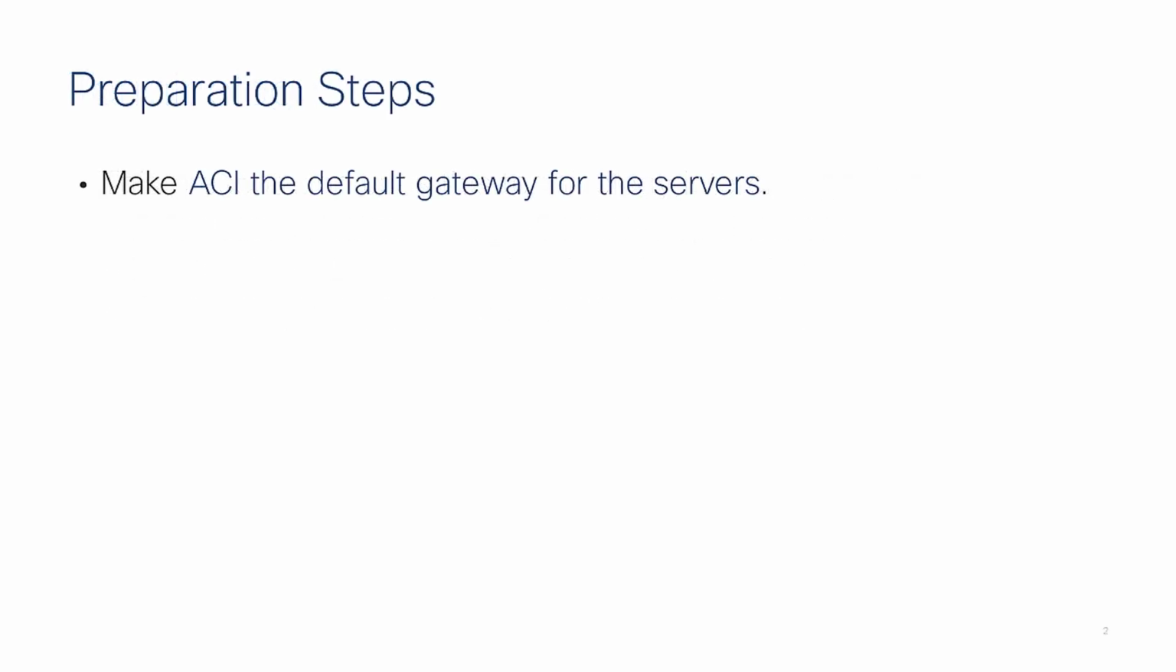Now, before you start with the deployment, this is a summary of the key preparation steps. The first point that is important to know is that ACI must be the default gateway for the servers. So the BD subnet IP of ACI is the default gateway for the servers, and not the firewall or the load balancer.